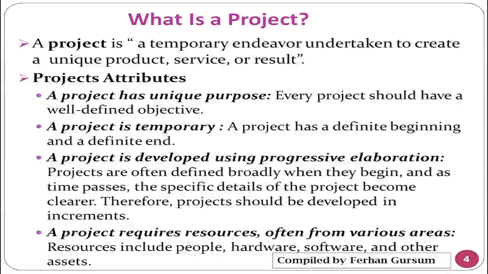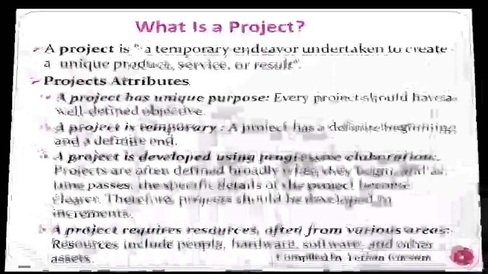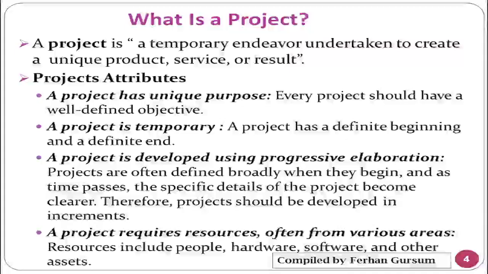A project is developed using what? Progressive elaboration. A project requires resources, often from various areas. A project should have a primary sponsor or customer. A project involves uncertainty also, okay? These are the attributes of a project. You have to know this, okay? Let us see them one by one.